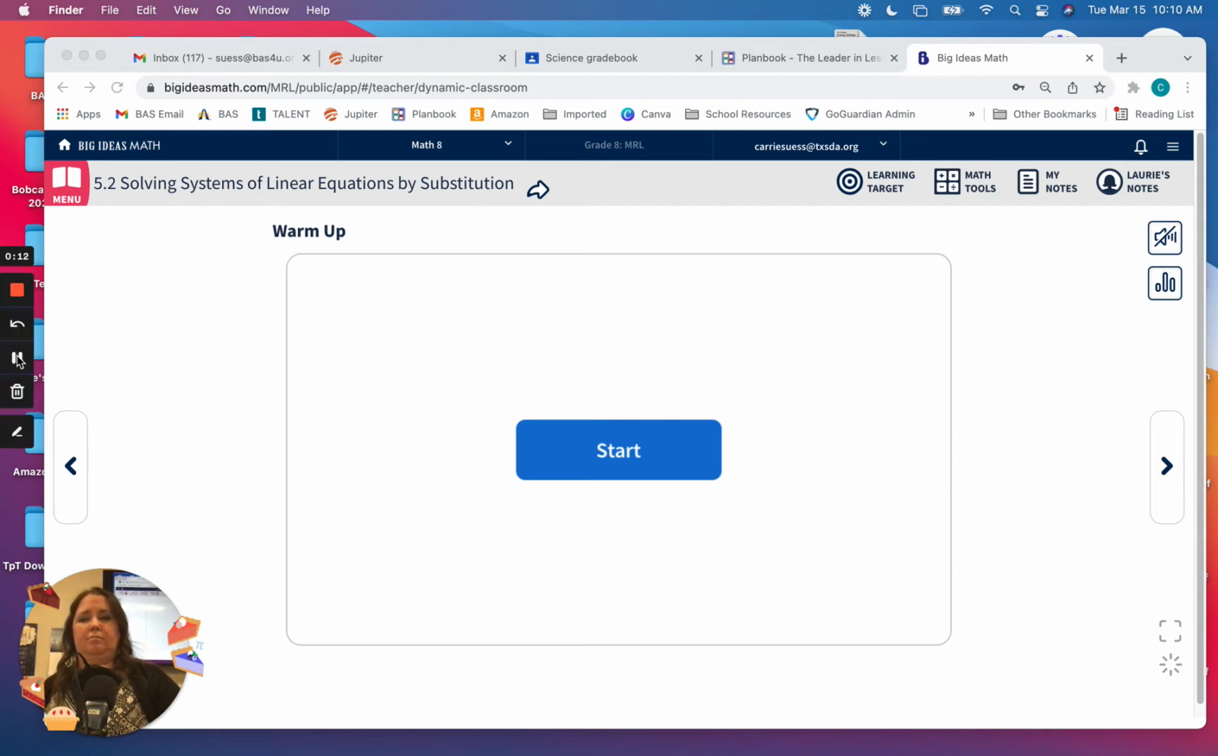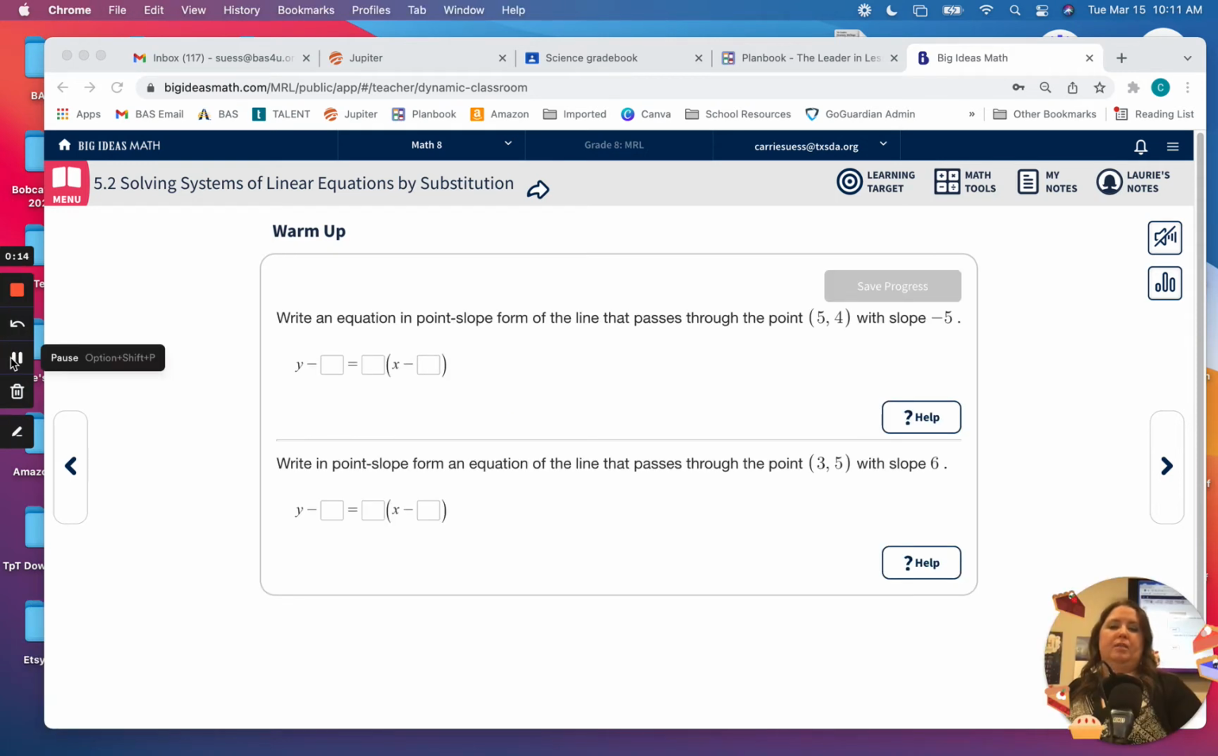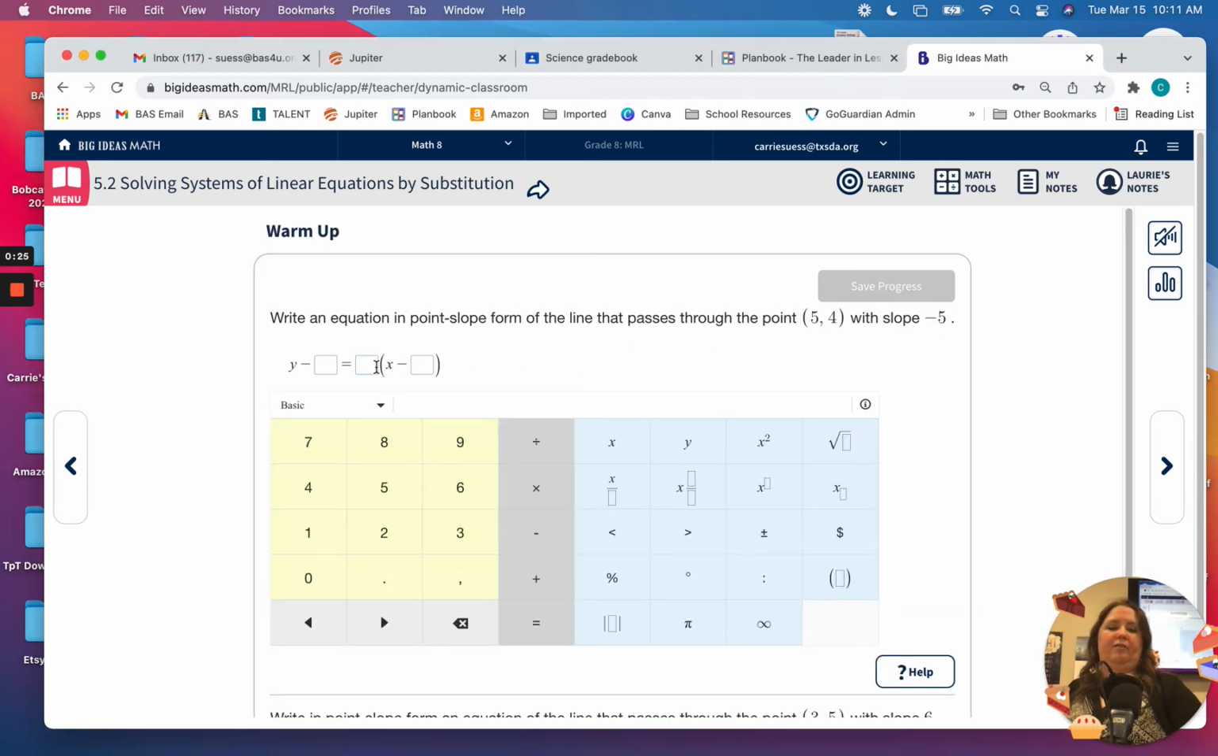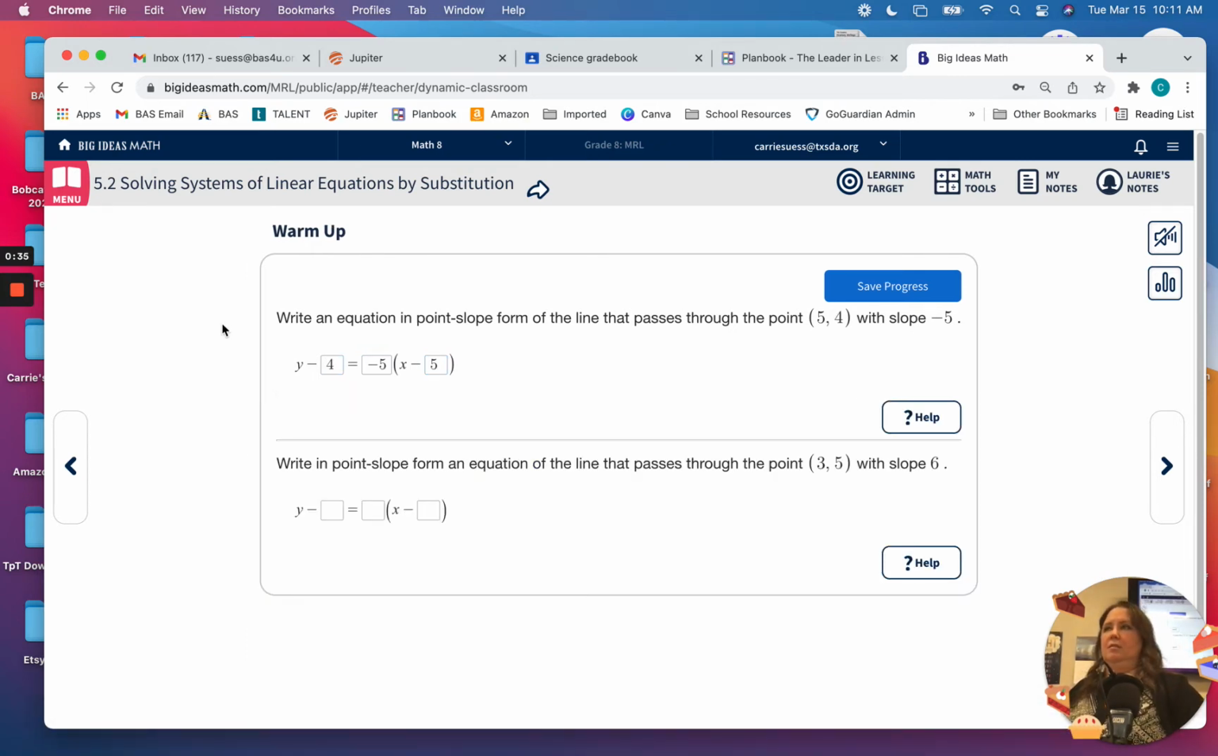Let me check. As a reminder, point-slope form: y minus y1 equals slope times x minus x1. So the slope is negative 5, so right here you're going to put negative 5. That's where I messed up. X is the first number, so this goes here. Y is the second number, so this goes here. Yep, I forgot the negative. Okay, so that's how you do it. Go do the second one.